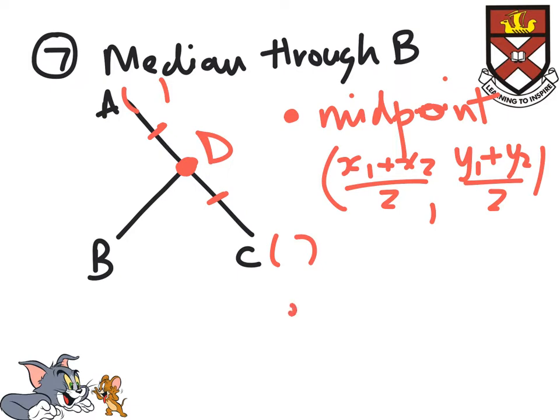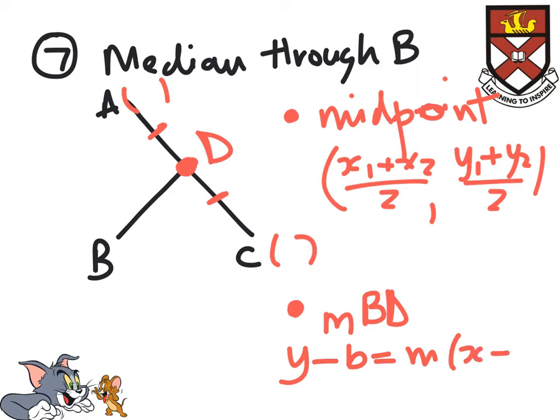Once you've got the midpoint, the next thing you're going to work out is the gradient of BD, because you now know what this point here is, you know what this point here is, so you can get the gradient of that line. Once you've got the gradient of that line, you can then simply put both of these things into y − b = m(x − a).